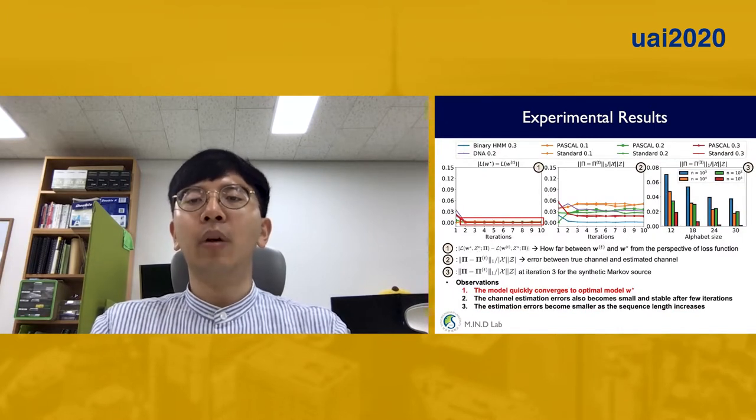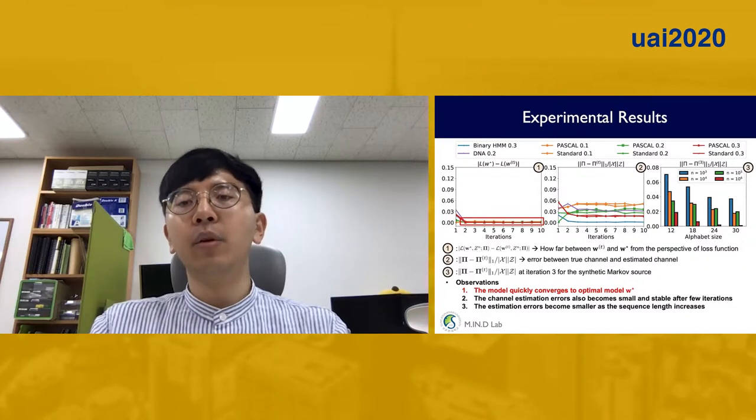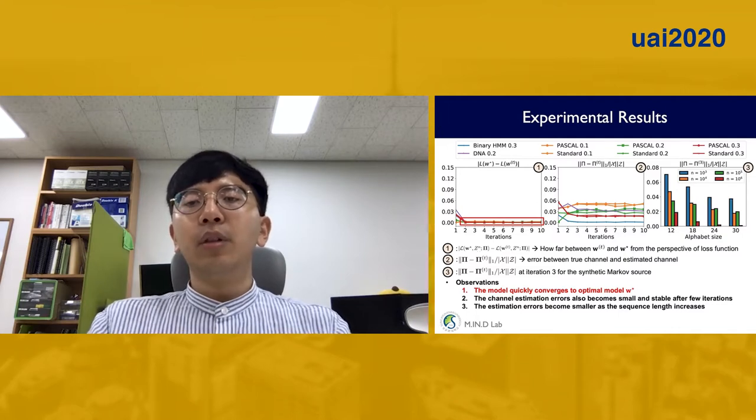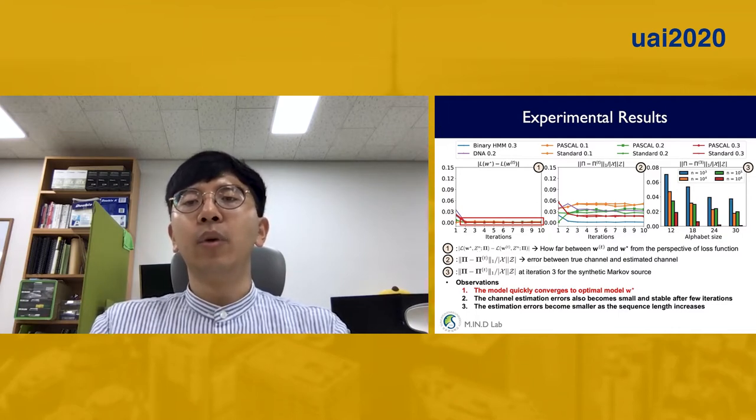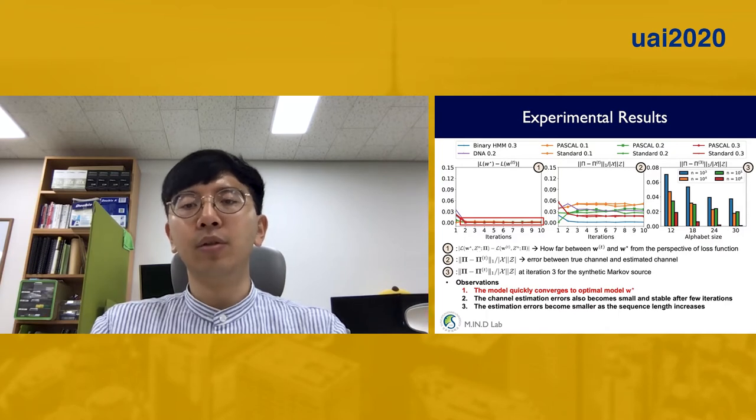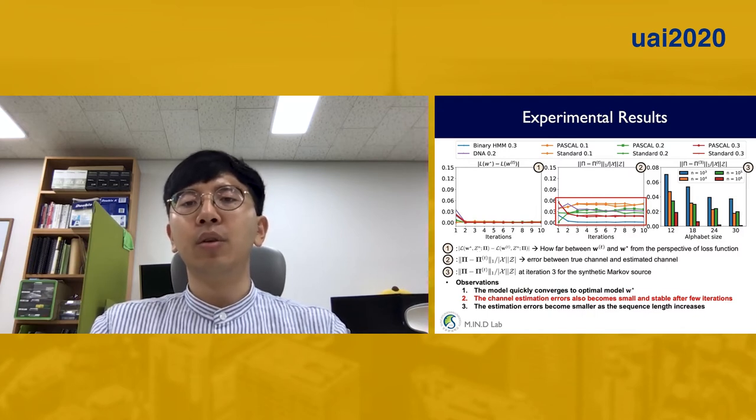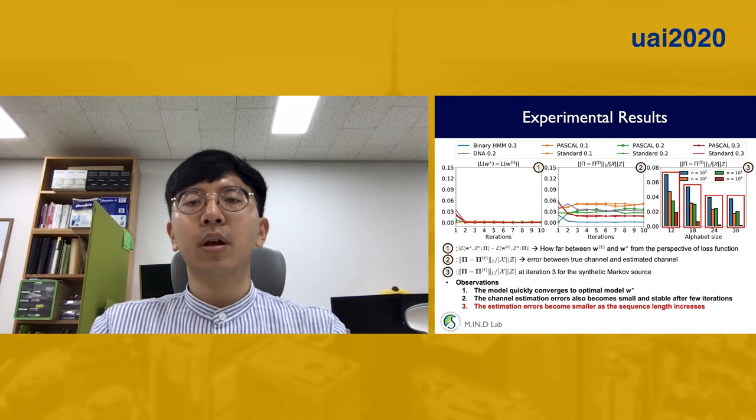For further details on our algorithm, we analyzed the performance of ICE. For this experiment, we proposed two metrics. The first metric is the difference between the objective function with the true channel with respect to delta T. The second metric is the normalized L norm, which directly measures the channel estimation accuracy. Then, here are some observations. First, since the loss difference between the optimal model and ICE is very low, after a few iterations, the model quickly converges to the optimal model. Second, the channel estimation errors also become small and stable after a few iterations. Last, the estimation error becomes smaller as the sequence length increases.